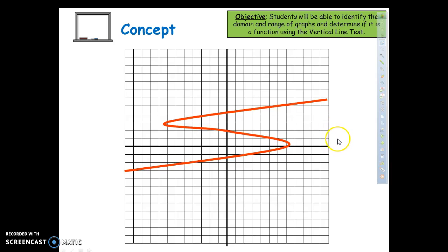Here I have this graph. I want you to quickly think, do you think this is going to pass the vertical line test? Let's go ahead and conduct the vertical line test. Notice my vertical line touches the graph here, here, and here. Since this fails the vertical line test, this relation is not a function.